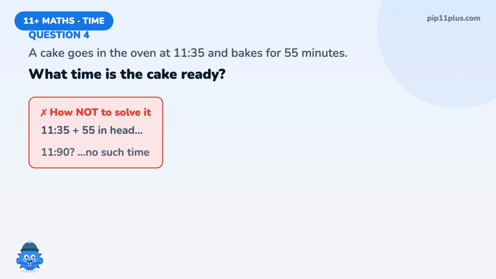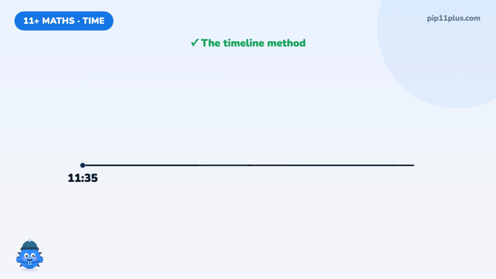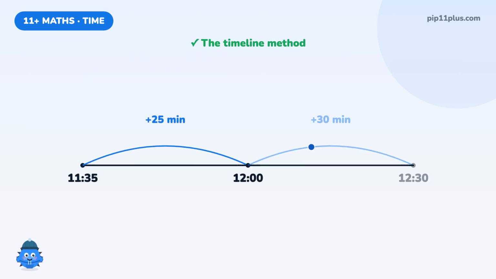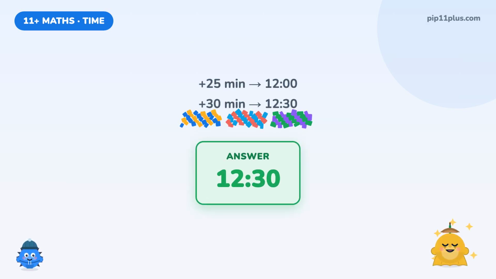Question 4. A cake goes in the oven at 11:35 and bakes for 55 minutes. When is it ready? Add 55 in your head and you might land on 11:90, which doesn't exist. Timeline forwards. 11:35 up to 12 o'clock is 25 minutes. We've added 55 altogether, so there's 30 left, and 30 minutes past 12 is 12:30. The cake is ready at 12:30. Splitting the 55 into 25 and 30, landing on the whole hour made it simple.